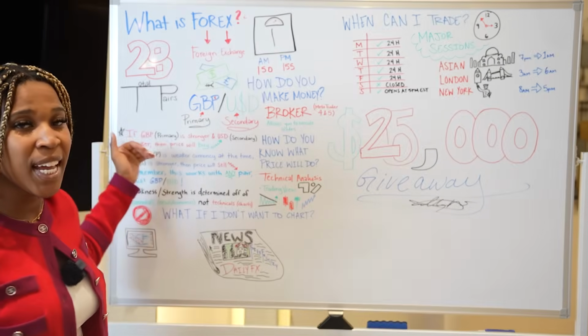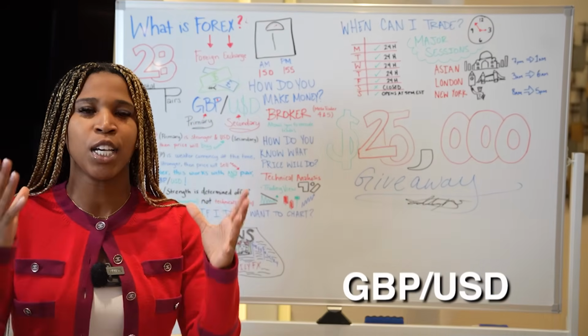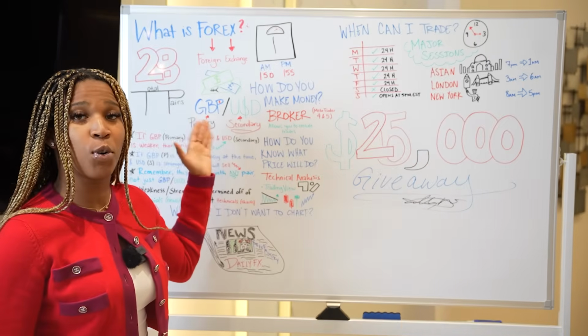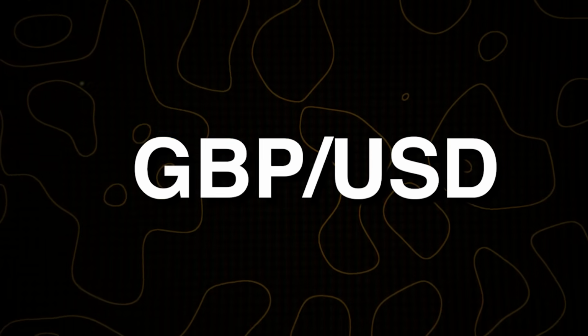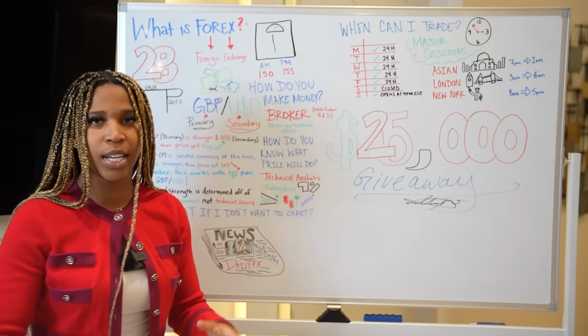Now, there are 28 total pairs, as you can see right here, but today we're gonna focus on GBP/USD, which is the Great British Pound and the US dollar. Now, whenever you see Forex pairs written, they're going to be written like this. They're gonna be the initials, slash, and then the initials again. So you have a primary and secondary currency.